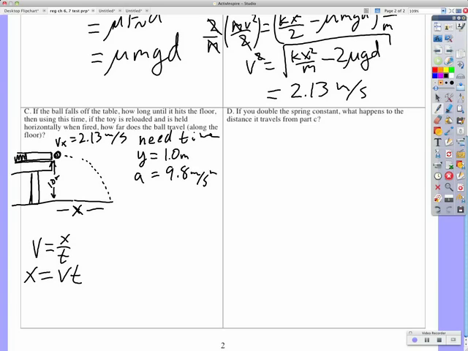Wait a minute, didn't you say the velocity was 2.13 meters per second? What am I talking about? Good. This is horizontal velocity. Vy initial is 0. So we have y, a, v, and all we need is t. So I will use y equals v0 t plus 1/2 a t squared. That goes away. t is the square root of 2y over a. And that gives you 0.45 seconds.